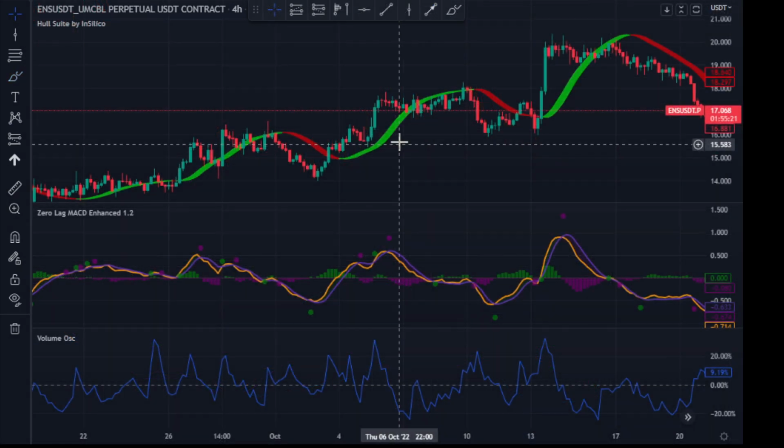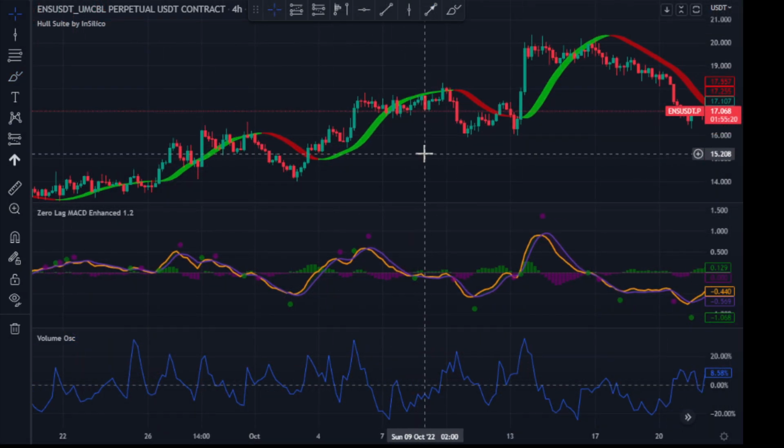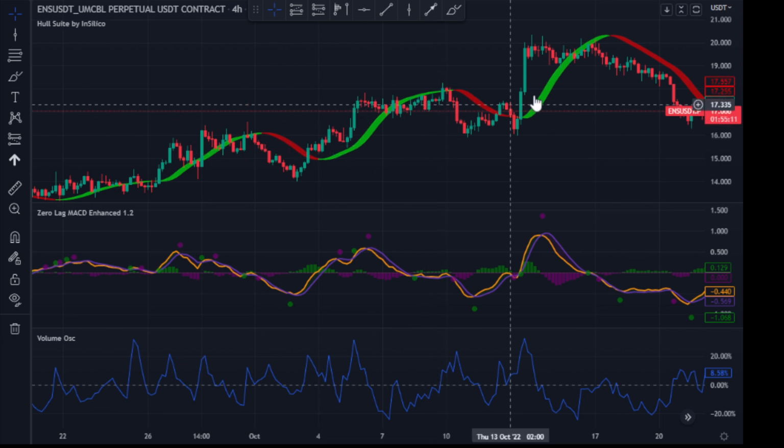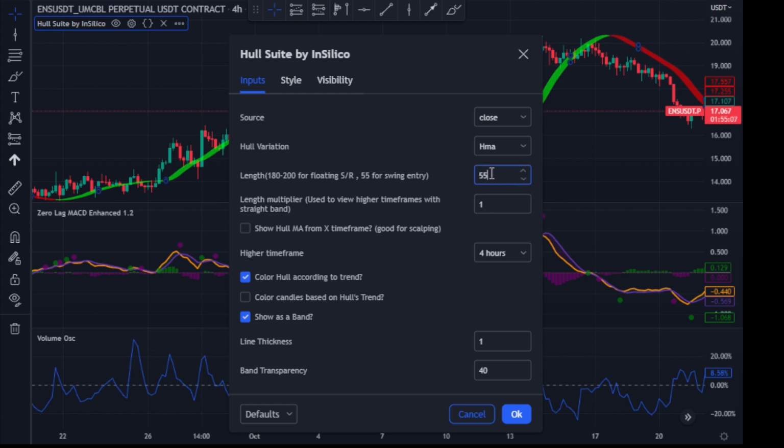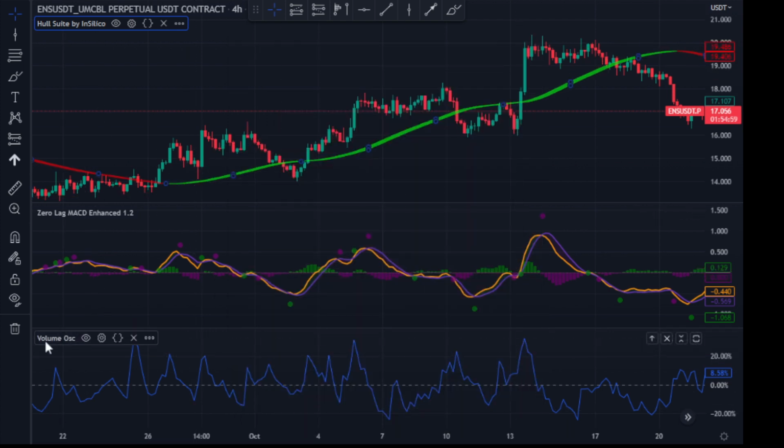So I will give you a strategy that you can use with this indicator, and it will help you better understand how you could apply it in your trading strategy. So here is an example of a strategy suitable for this indicator. We have added the whole suite and modified these periods from 55 to 100 and from 1 to 2. And we also add the volume oscillator and leave it as default.